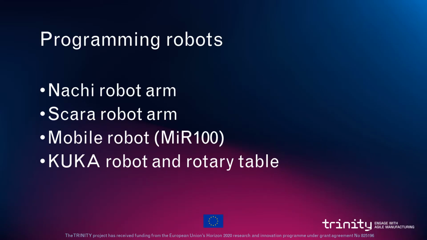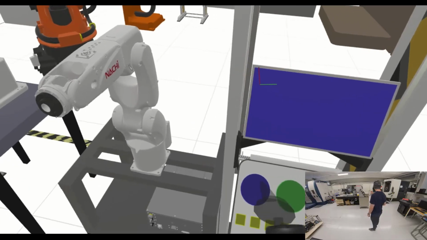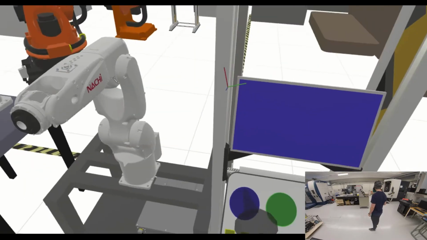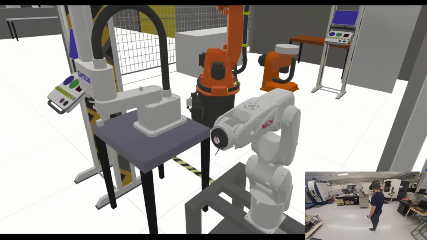We will now go through and demonstrate how to program each of the robots we have in our lab, including a Nachi robot, a SCARA robot, a mobile robot, and also a Kuka robot, which is connected to a rotary table. So the Nachi robot can be operated by the control panel, which is on the right side.